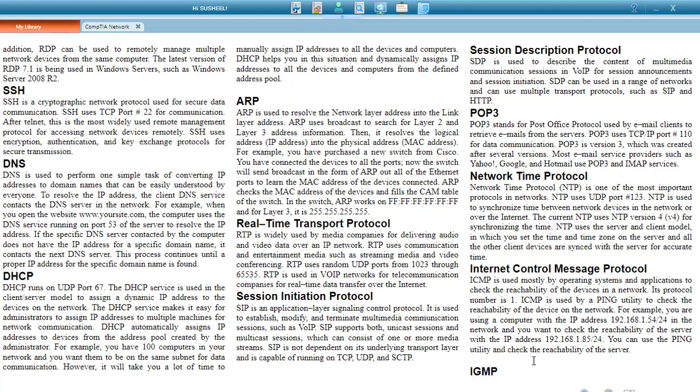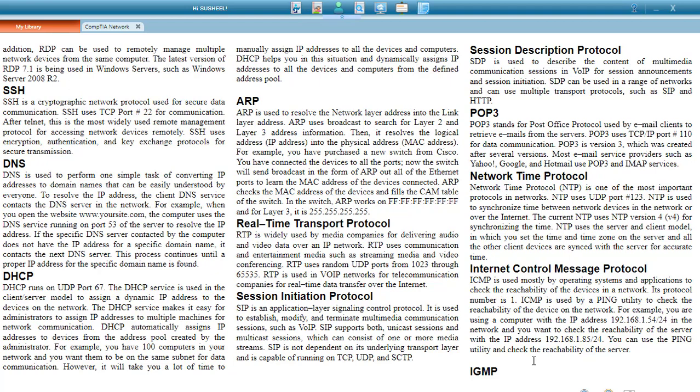Session Description Protocol. SDP is used to describe the content of multimedia communication sessions in VoIP for session announcements and session initiation. SDP can be used in a range of networks and can use multiple transport protocols, such as SIP and HTTP.